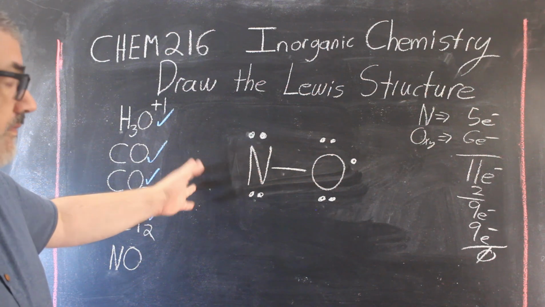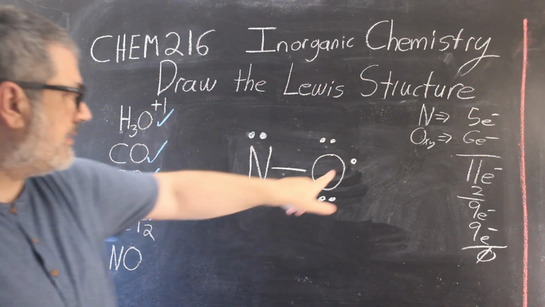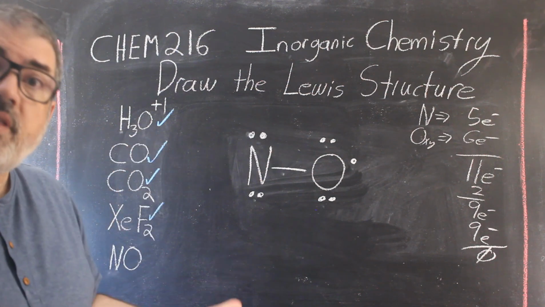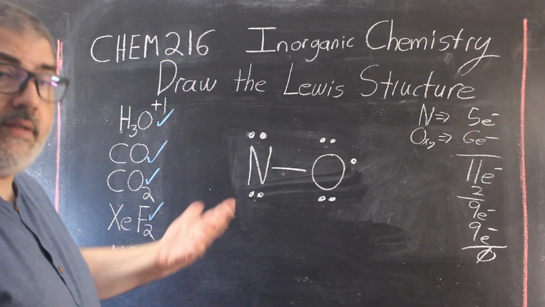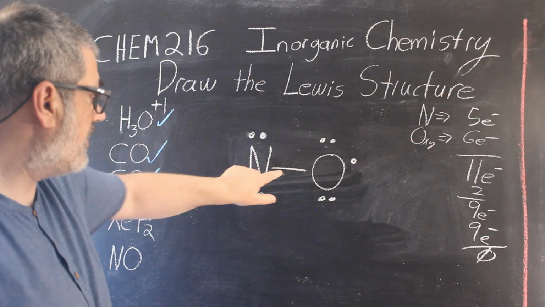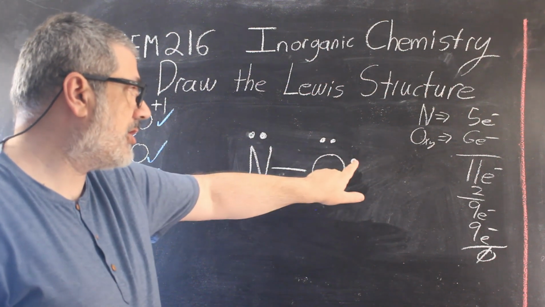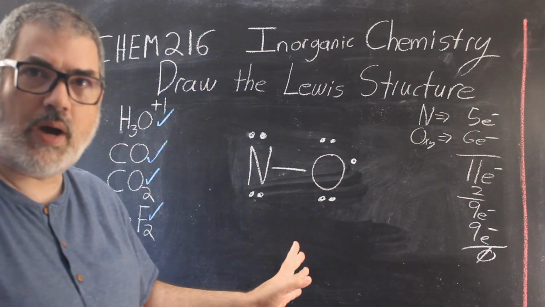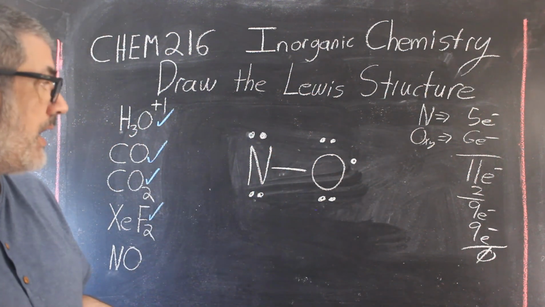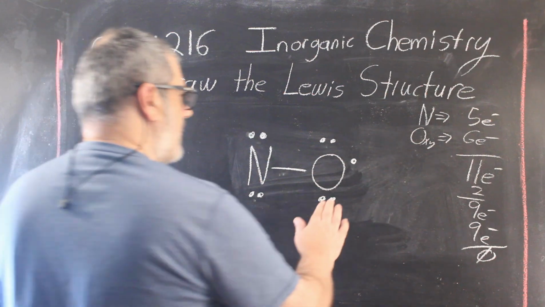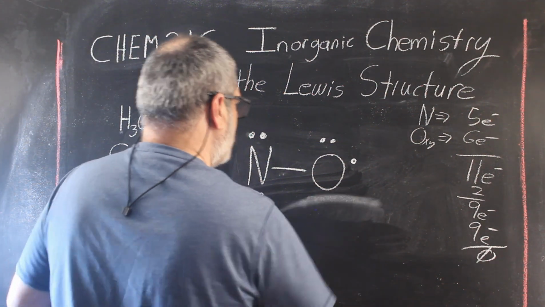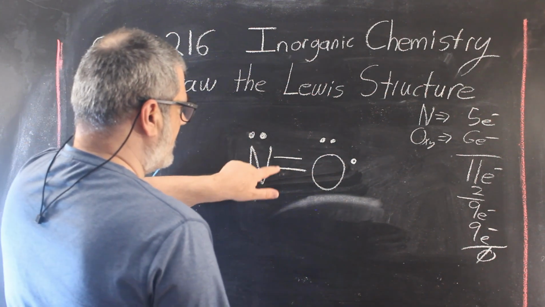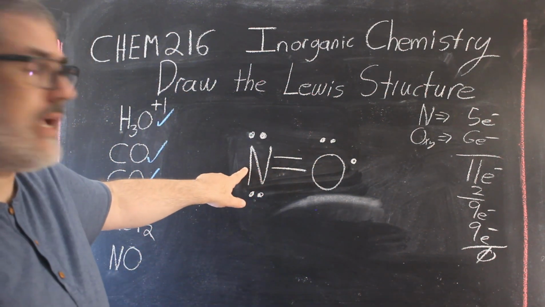So now, first thing to ask is, ignoring this for right now, does this molecule obey the octet rule the way I've drawn it? And the answer is no. 2, 4, 6, 2, 4, 2, 4, 6, 7, not quite. So I'm going to put a double bond in. So I will take this. Okay. 2, 4, 6, 8. So nitrogen obeys the octet rule.